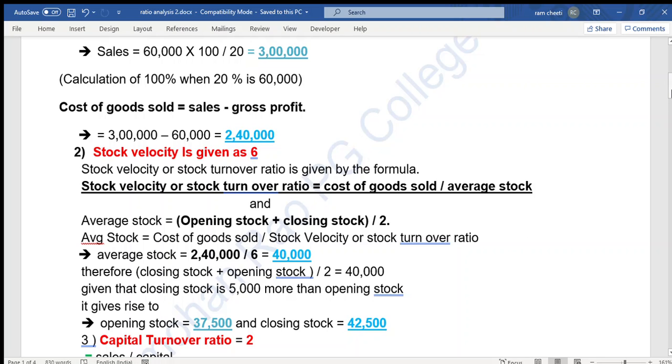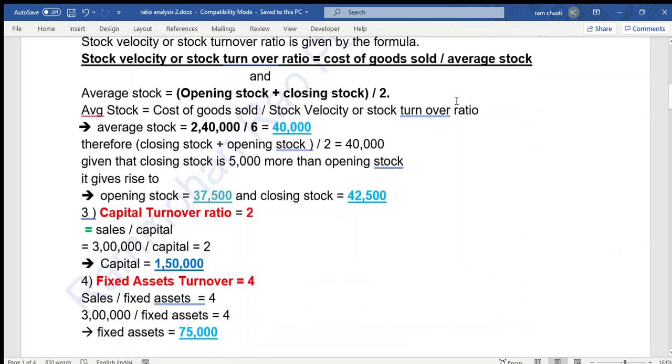This is simple calculation. For example, if both are the same, closing stock 40,000 and opening stock 40,000, that is 80,000 divided by 2, it would have been 40,000. But the condition is closing stock is 5,000 more than opening stock. So it should be 37,500 opening stock and closing stock 42,500.